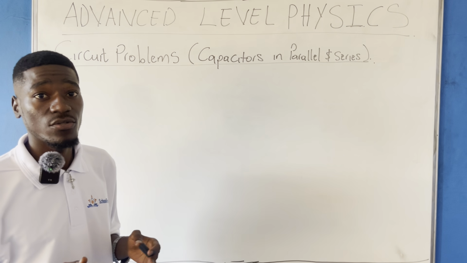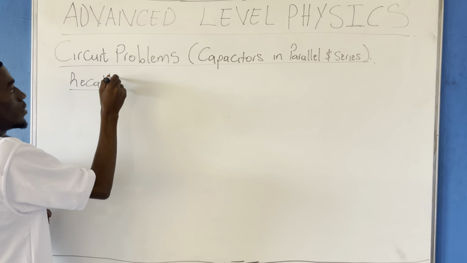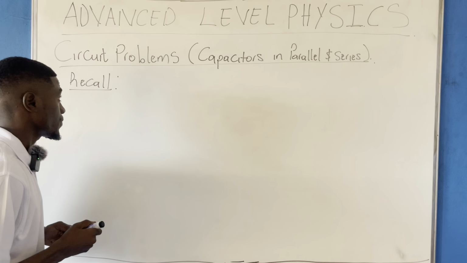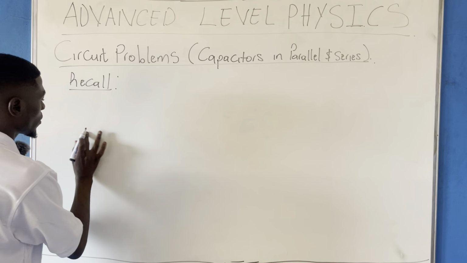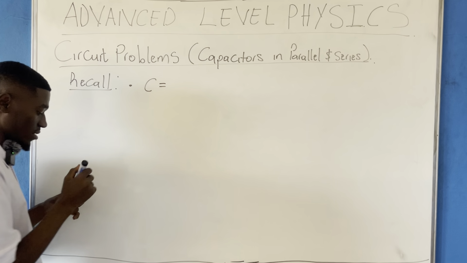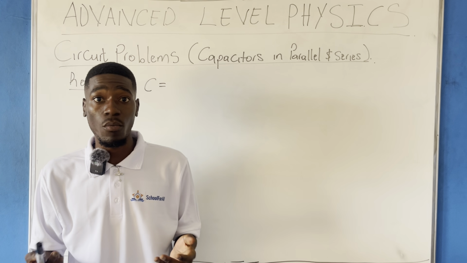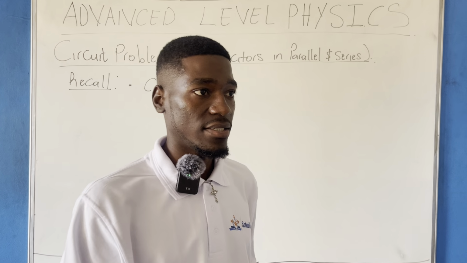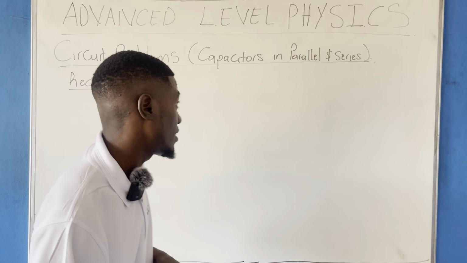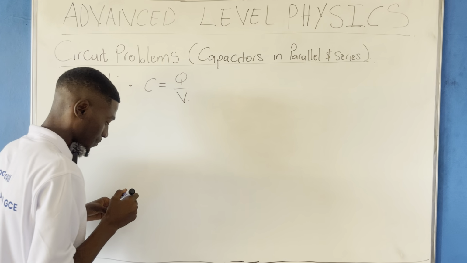As usual, I will start with a small recall, before applying it with a small example. So the first recall that we should know here is C, the capacitance of a capacitor. We all know what a capacitor is: that electric component that is used to store charges, and the capacitance of a capacitor is the ability of that capacitor to store charges. So that capacitance is Q all over V.